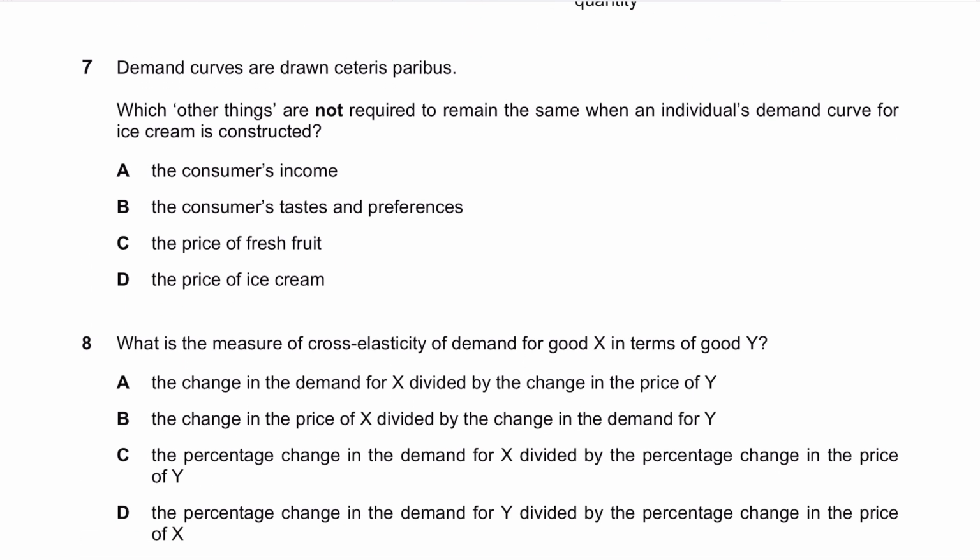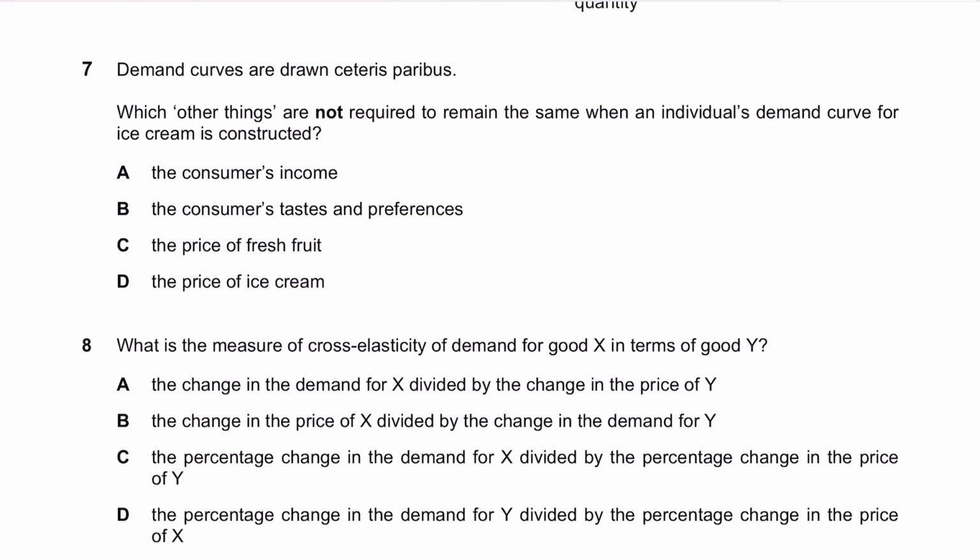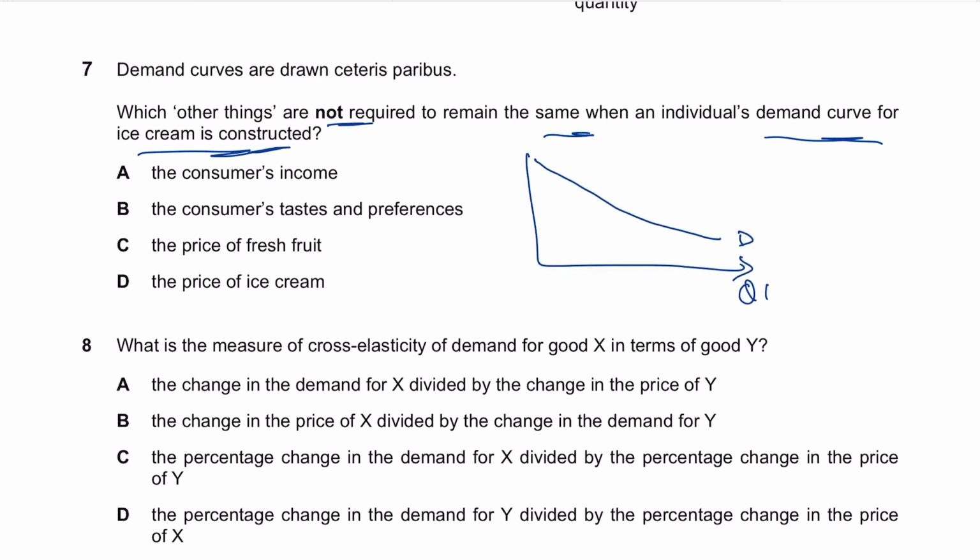Question 7 says demand curves are drawn ceteris paribus. Which other things are not required to remain the same when an individual demand curve for ice cream is constructed? If an individual demand curve is constructed, which is downward sloping, we are measuring how quantity demanded responds to a change in price. So we keep all the other factors that can affect demand constant, such as income, price of substitutes, and so on.